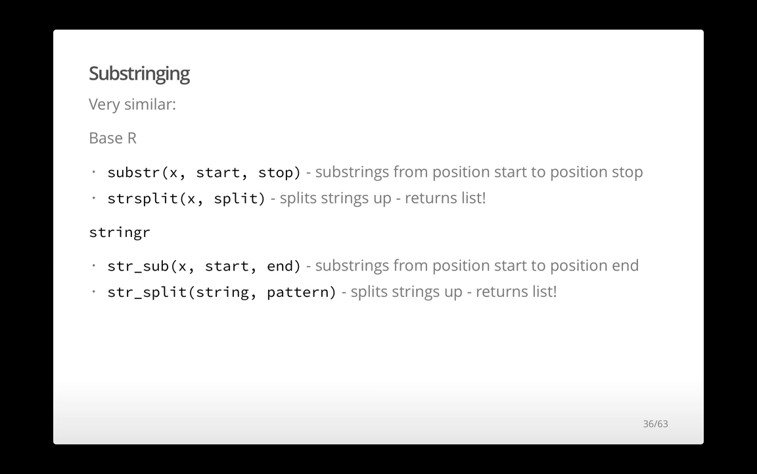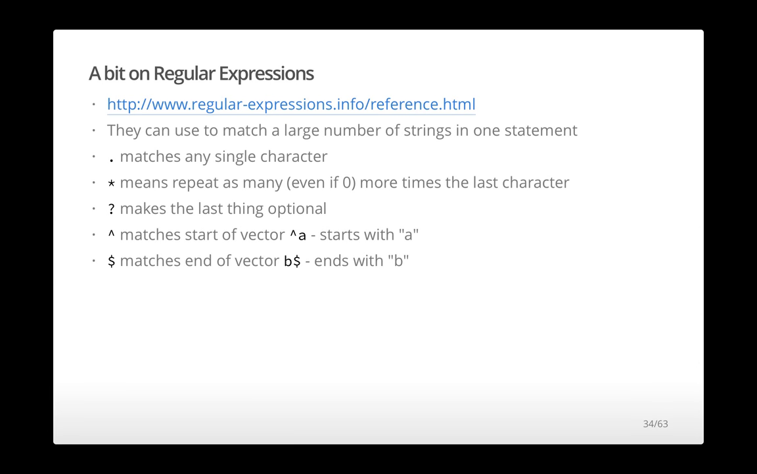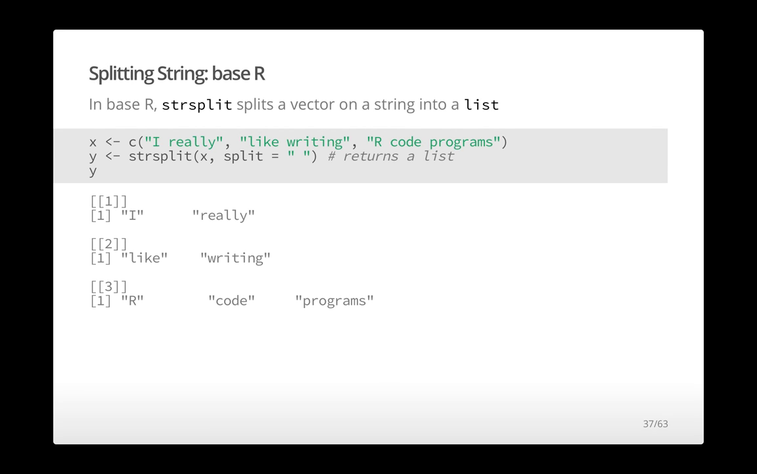So for some of those things, if you want to split on dollar signs or periods, or you have any special characters inside your string, you just have to do an extra step to make sure R knows, hey, don't interpret these as special things, interpret them as exactly what they are, right? Okay.